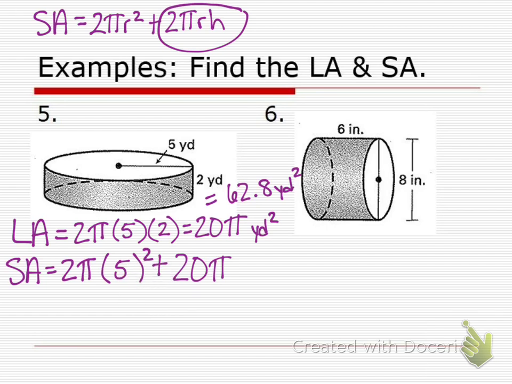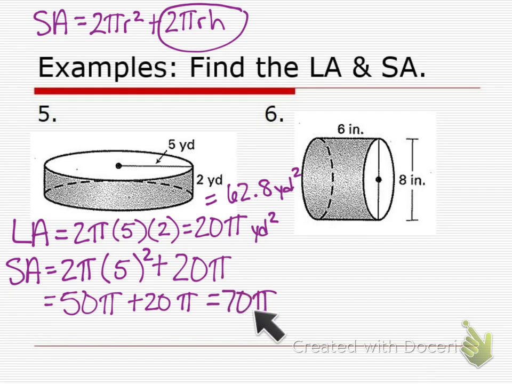Okay, here we're going to square the 5. 5 squared is 25, and multiply it by that 2 out in front. We get 50 pi plus 20 pi. What do you think we can do with 50 pi plus 20 pi? How many pies do you think that gives us? 70 pi. That's why I said to leave it in terms of pi, because then we can easily add those together. 50 pi plus 20 pi gives us 70 pi.